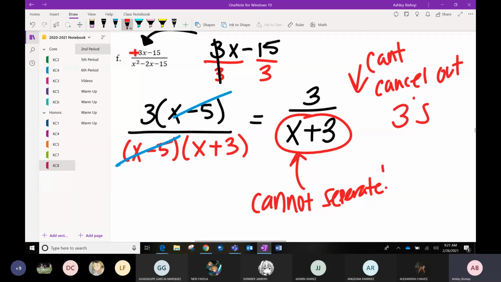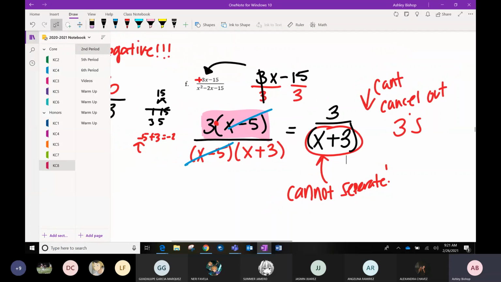You can separate multiplication, which is why I can separate the 3 times the x minus 5 over here. You can separate multiplication. You cannot separate addition and subtraction. If that makes you feel better, you can put this in parentheses. You cannot separate things that are inside parentheses together. They are together forever. You cannot separate things that are attached like that. Alrighty. And we're not going to do the last problem.